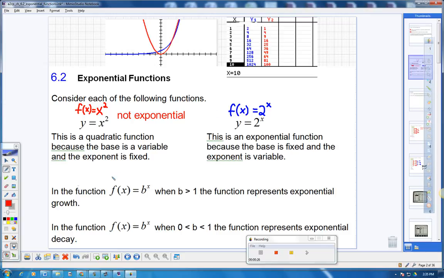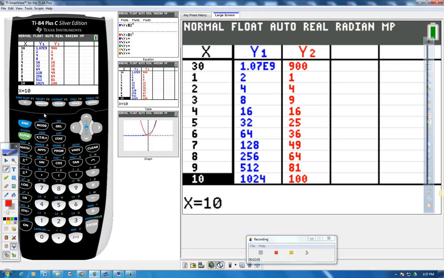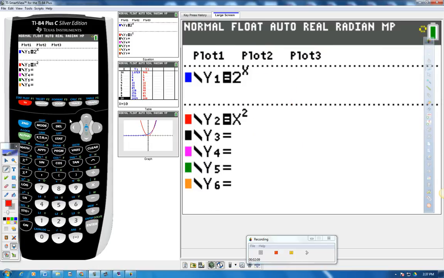Looking down here, when given an exponential function, when the base is greater than 1, the function will grow. That's what's happening up here. It's growing exponentially. When the base is less than 1, it will decrease exponentially. And just to give you an idea for what exponential decay is, I'll show you a quick graph.